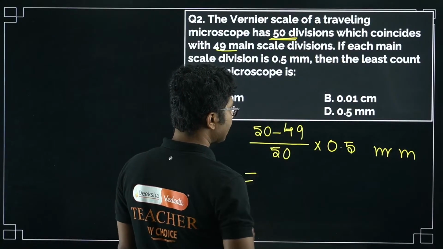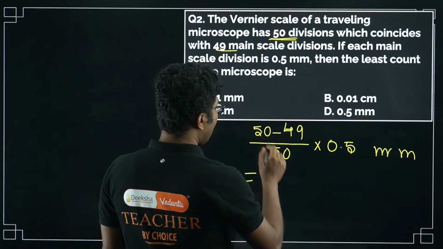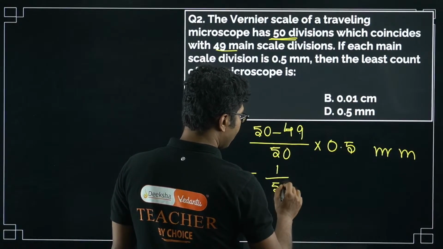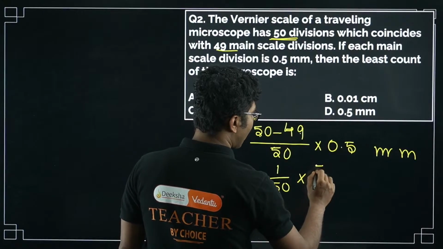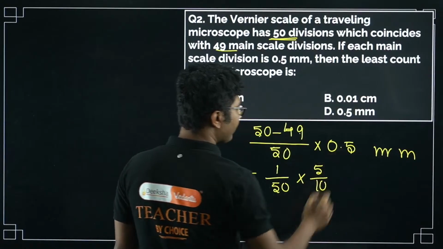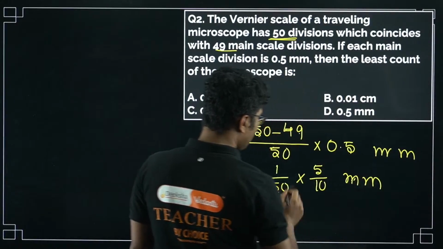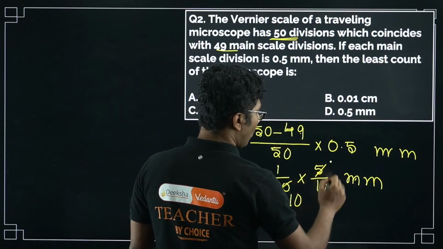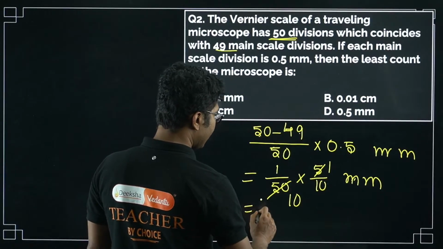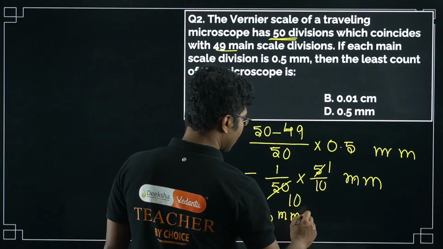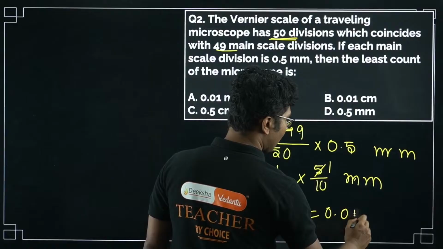So we will see what the correct answer is here, right? Now 50 minus 49 is 1, so 1 by 50 into 5 by 10. 0.5 means 5 by 10 millimeters. So 1 by 100 millimeter, which means it will be 0.01 millimeter.